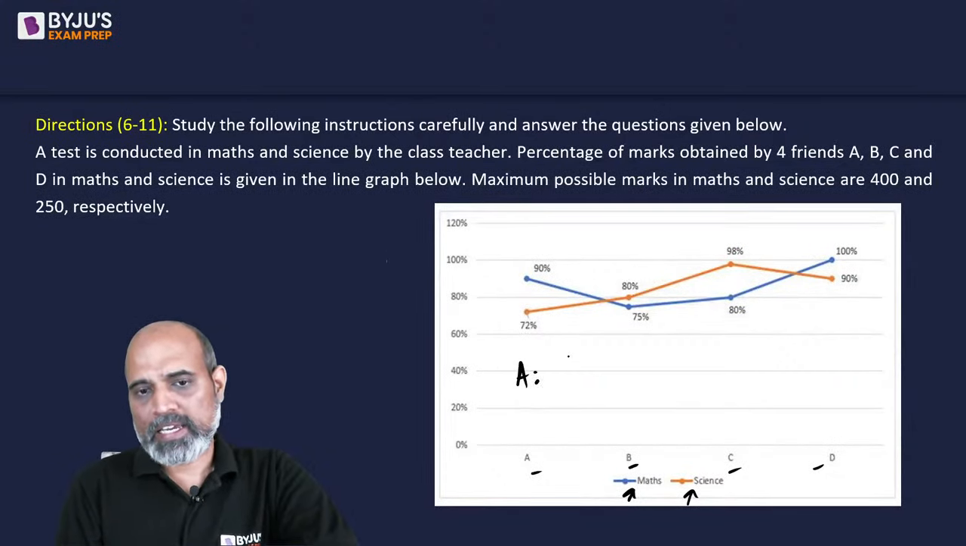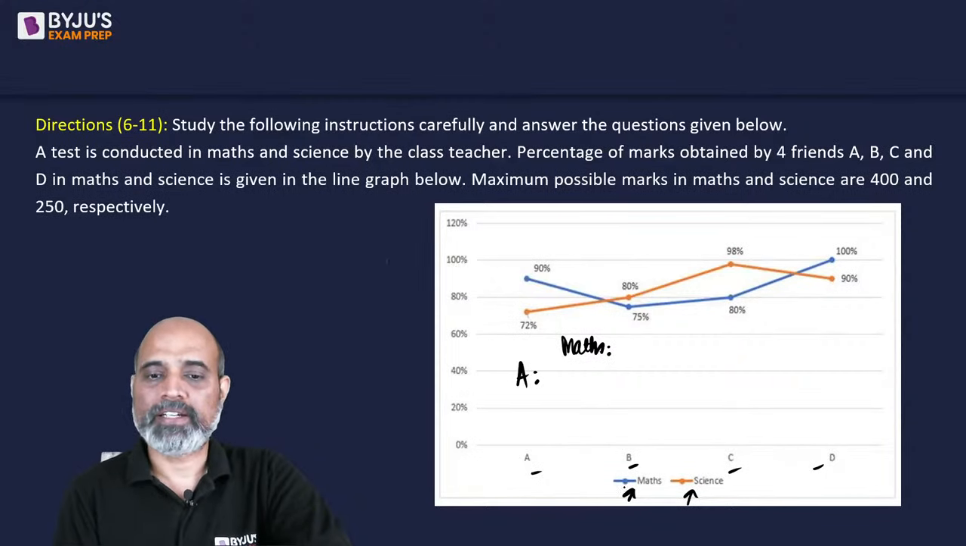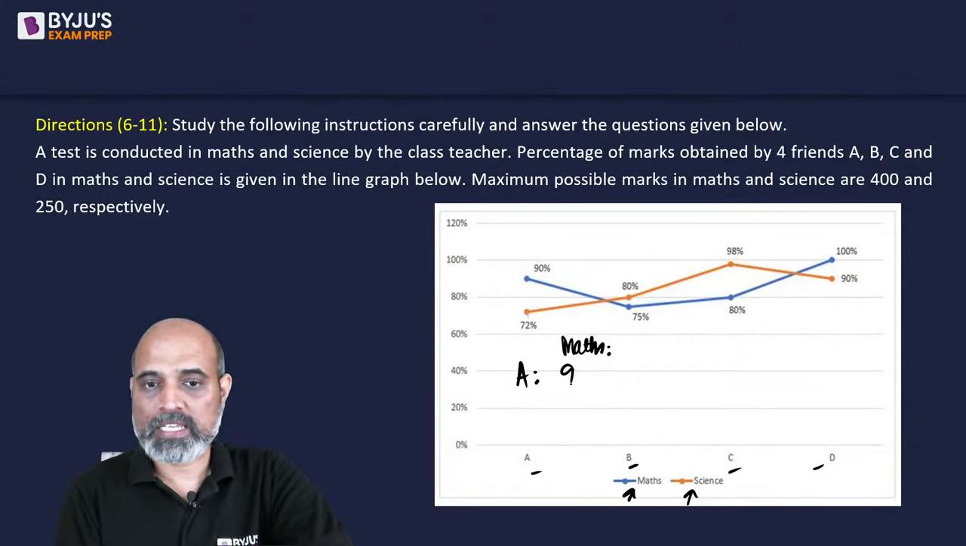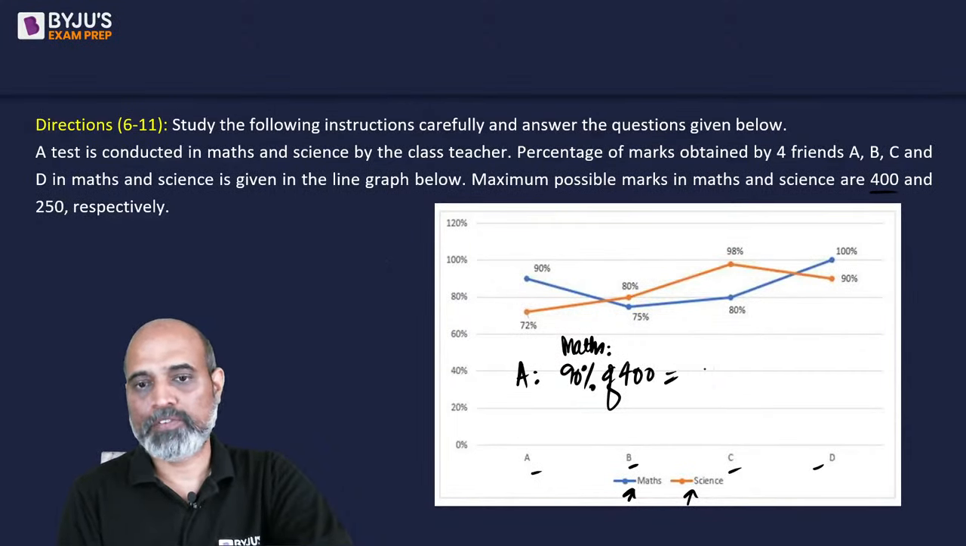If we talk about how much A got in maths, so how are we going to calculate? We are going to look at blue, which says 90%, and the total marks in maths is 400. So we'll say 90% of 400, which is going to be 360.